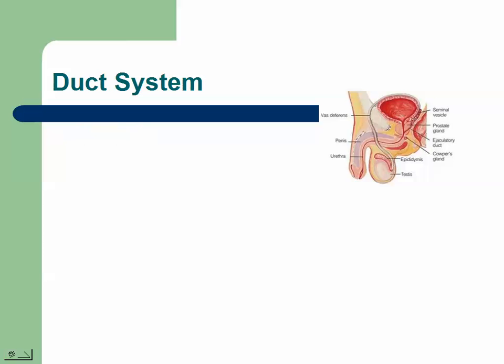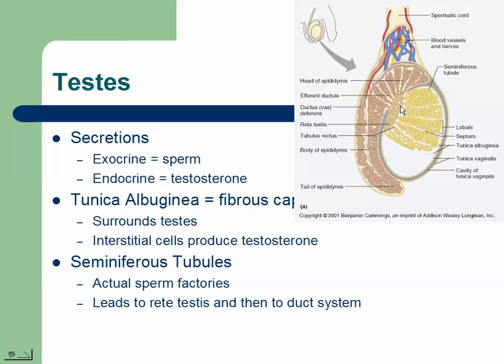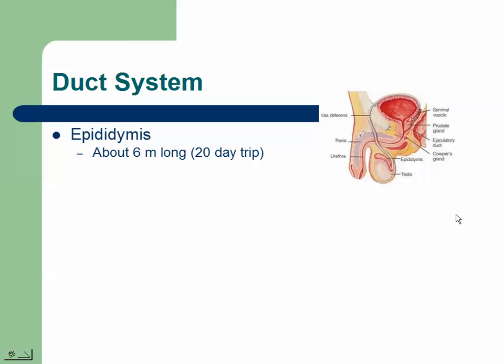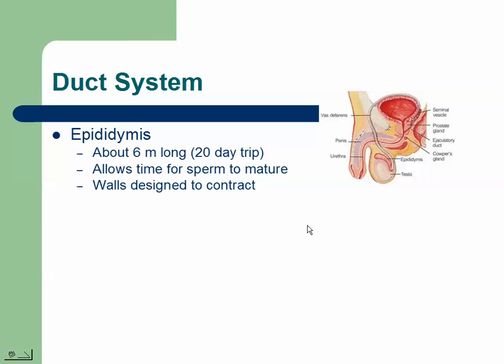So let's go back for a second. Here, just like the seminiferous tubules, we've got a lot of coiling. It's got to work all the way through these coils, all the way down these coils, all the way back up these coils. And the reason for that is to allow enough time for the immature sperm to mature. So when it's all said and done, this is about 6 meters long, which takes about 20 days for the full trip for the sperm to make. Okay, and by that time, they should have matured. Also, the walls of the epididymis are designed to contract, so that helps to move the sperm along.